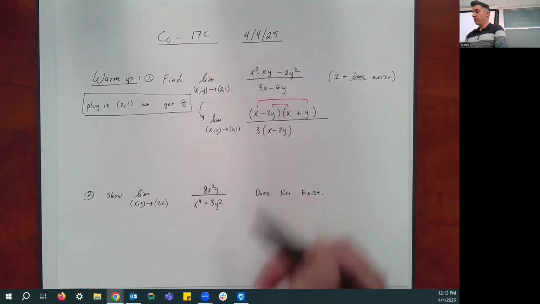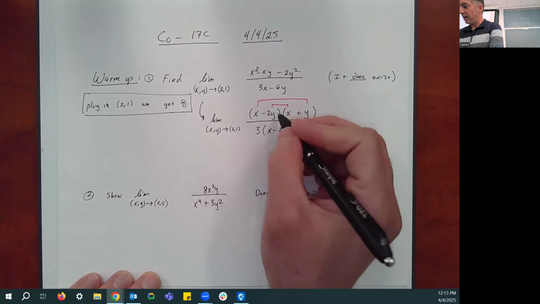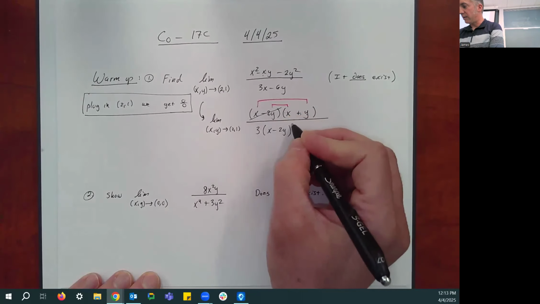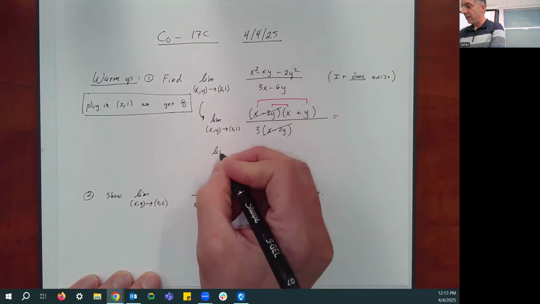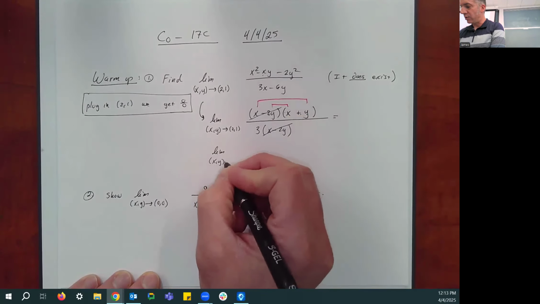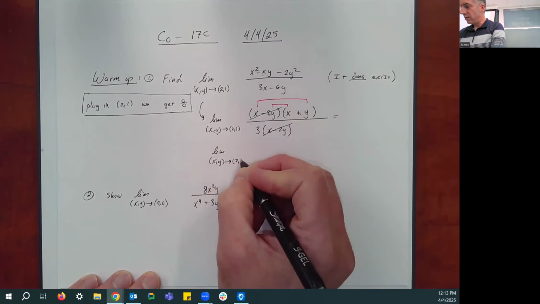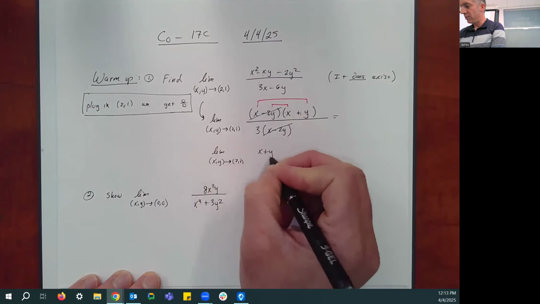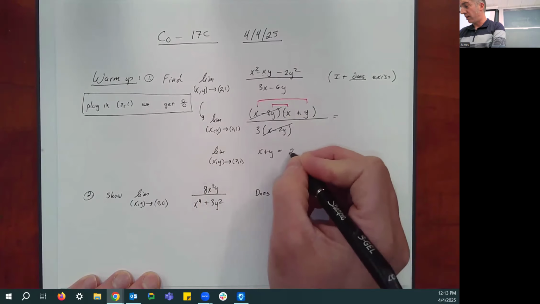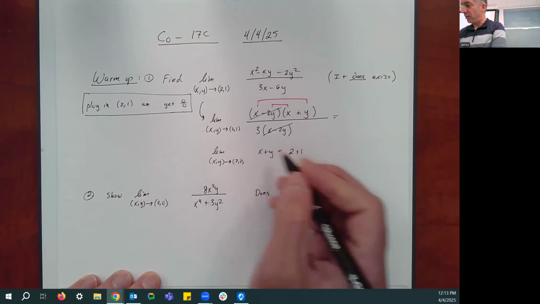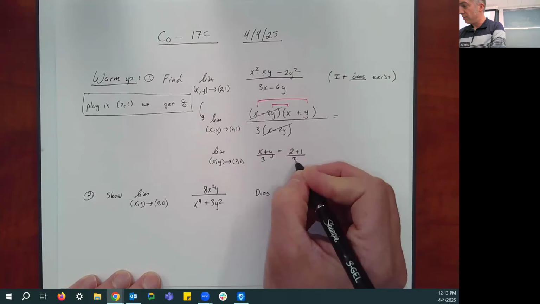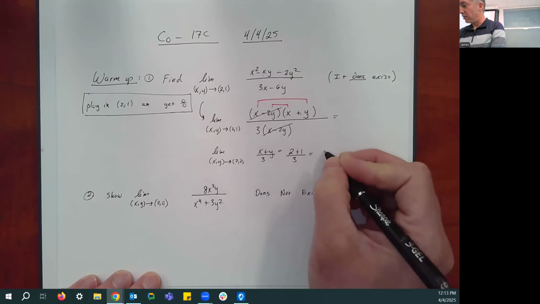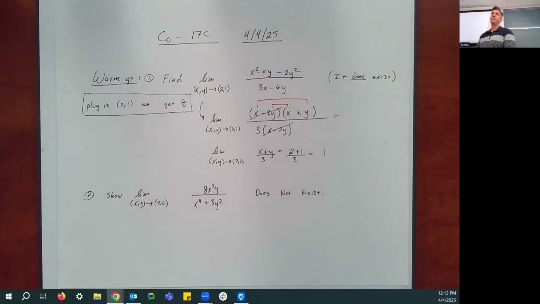So great. That means the x minus 2y and x minus 2y divide to 1, and we're left with the limit as x, y approaches 2, 1 of just x plus y, which we're then just going to plug in 2 for x and 1 for y. Oh, I forgot the 3 on the bottom there, sorry about that. It's x plus y divided by 3, and we're going to get 3 divided by 3, which is 1. And that's our limit.